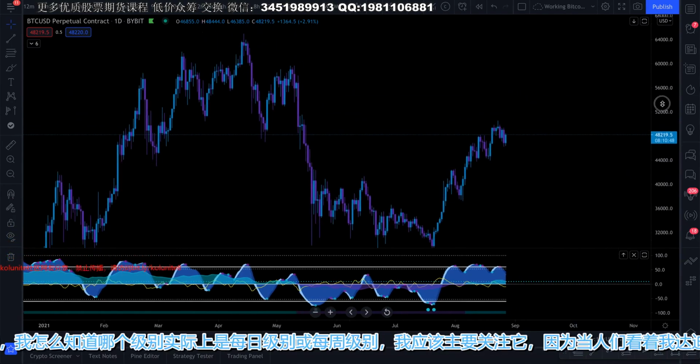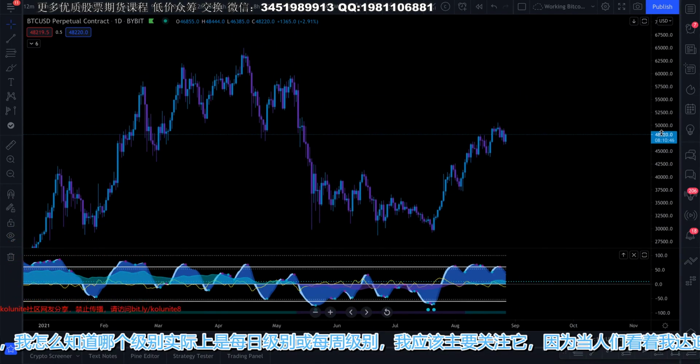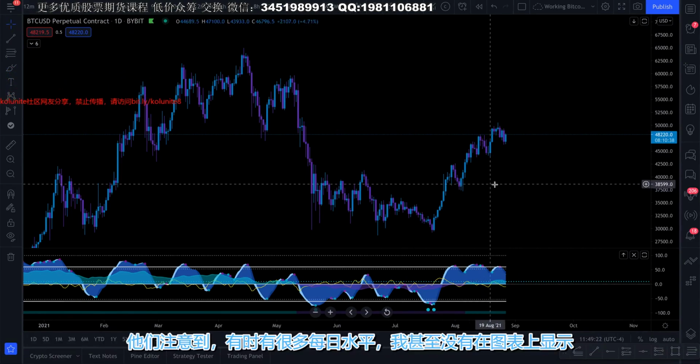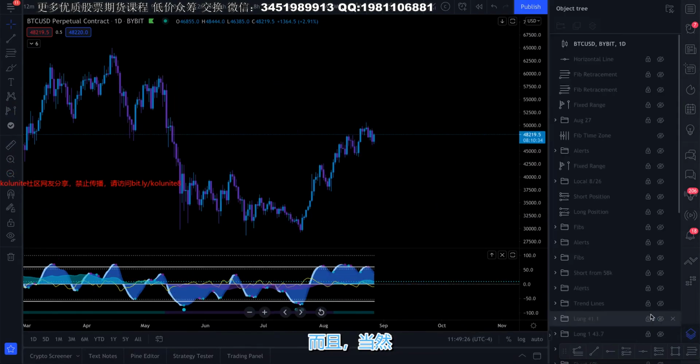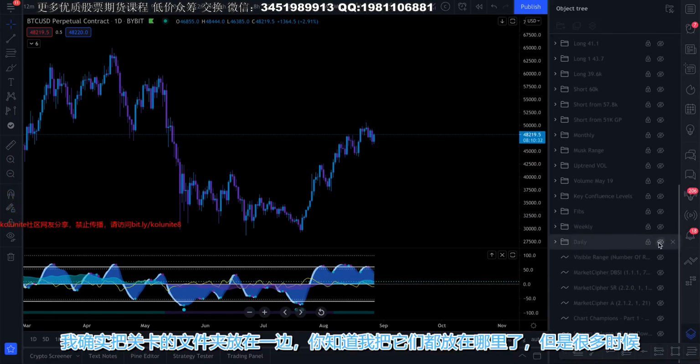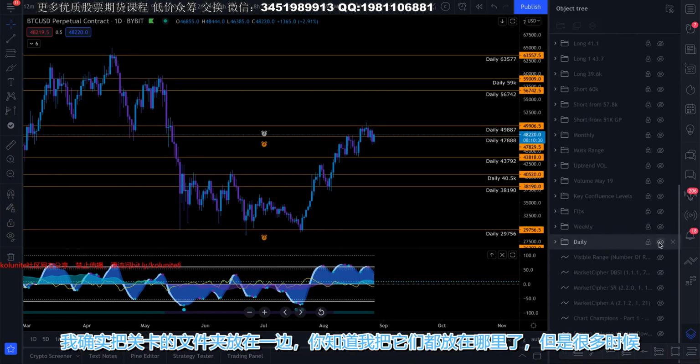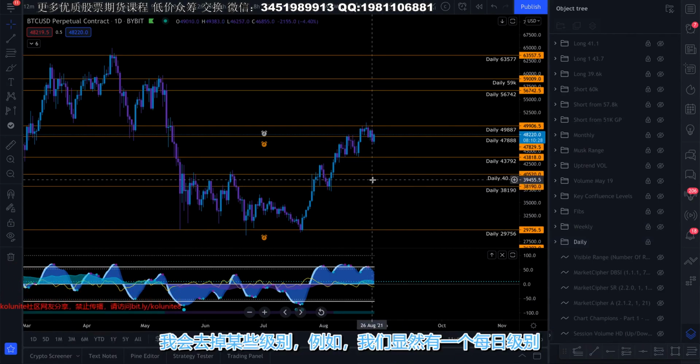Hey Jay, how do I know which level is actually a daily level or a weekly level that I should keep my eyes mostly on? Because when people watch me do TA, they notice that sometimes there are lots of daily levels that I don't even show on the chart. And of course I do keep folders of the levels here on the side, where I've got them all in here. But a lot of times I'll take certain levels out.